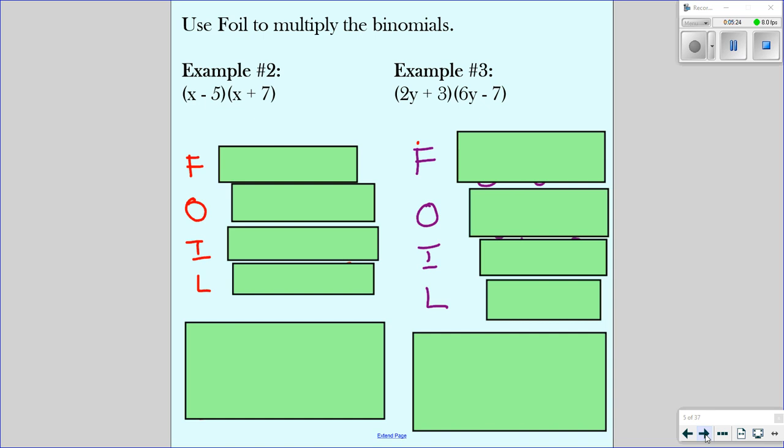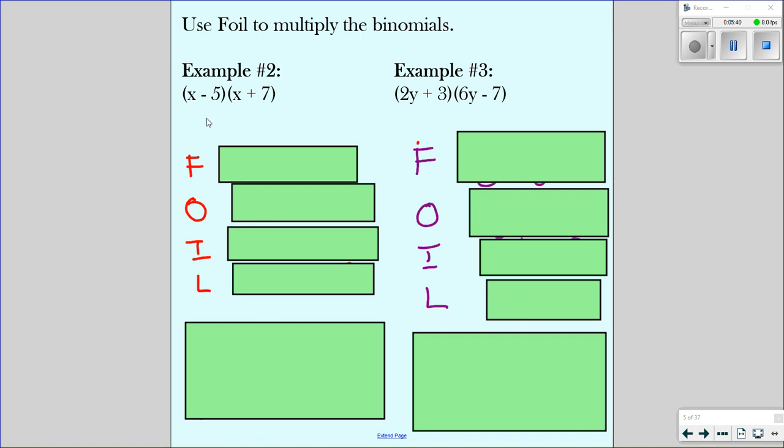This one says to use FOIL. So if there ever is a time on a test they ask you to use FOIL, use FOIL. If they didn't ask you to do anything and just say multiply the binomials, choose whatever method that I showed you in order to multiply the binomials.